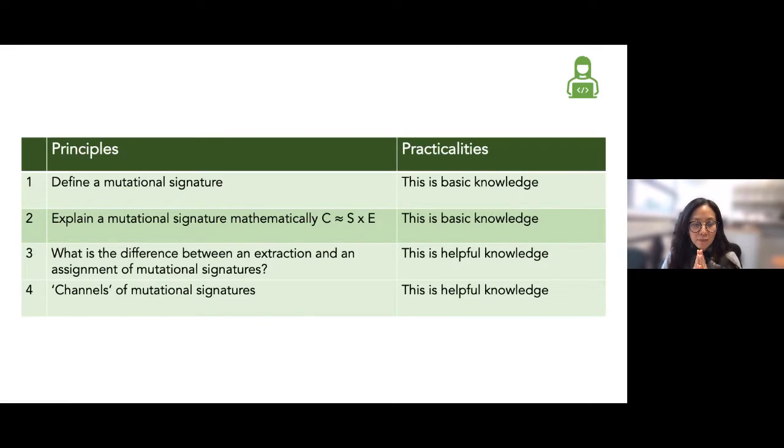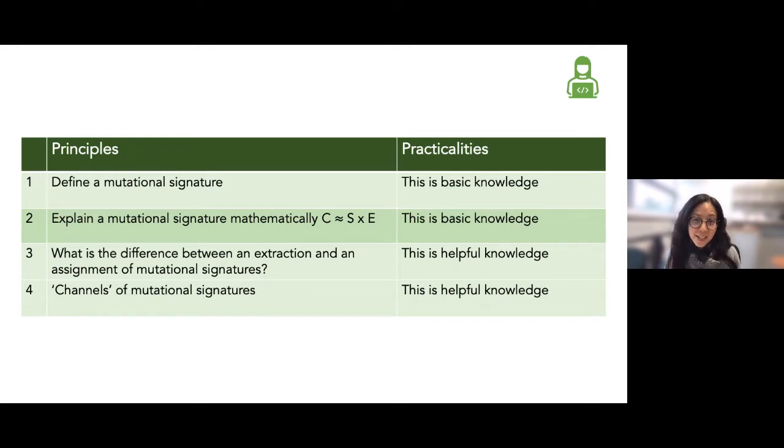Okay, so that was section one, all covered already. So by the end of that, you should know what a mutational signature is and be able to explain it mathematically, which is C is equal to S times E. If you have many samples, it's just M is equal to S times E. And then what's the difference between an extraction and an assignment? In an extraction, you're actually trying to identify the signatures. And in the assignment, you're trying to figure out how much of each signature is present in each sample. And then I explained the different channels in a mutational signature. So this is all just prior knowledge.